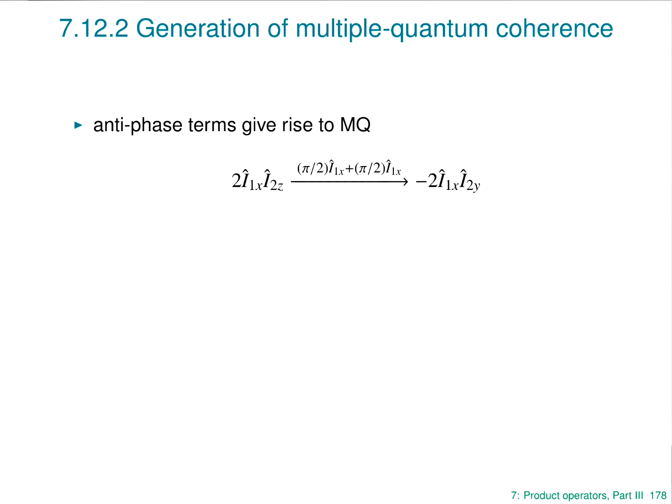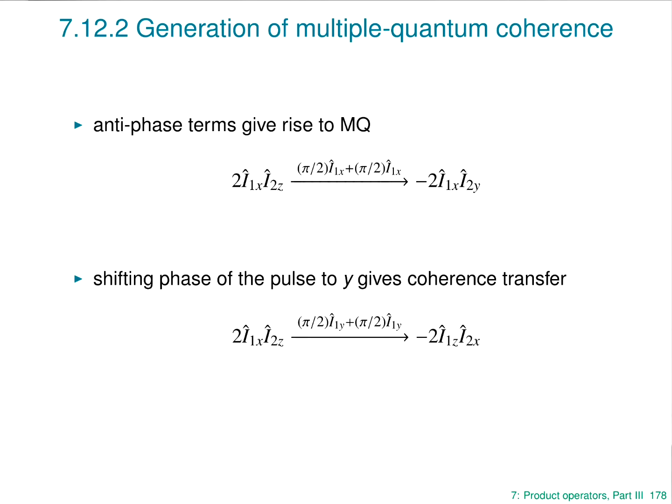Notice the phase of the pulse is actually crucial, because if I change that pulse to a pulse about y, I'd get coherence transfer. And that's actually the reason why in the INEPT sequence that transfer pulse has to be about y. If you made it about x, it would end up giving you multiple quantum, which isn't what you want. So this is how you would generate these multiple quantum terms, and then we've described how you can separate them into pure double and pure zero quantum.